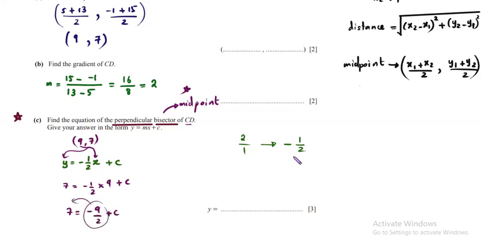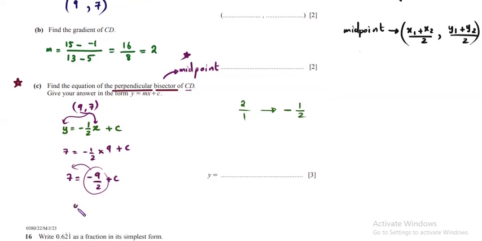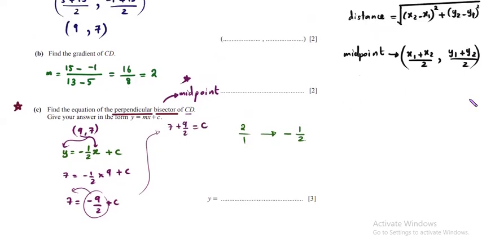I'm going to take this to the other side. So this becomes c is equal to 7 plus 9 over 2. So let me write it here. 7 plus 9 over 2, this is equal to the y-intercept. So when we add 7 and 9 over 2, we can put that in the calculator and see what we get. We end up getting the value of c as 23 over 2, or 11.5.